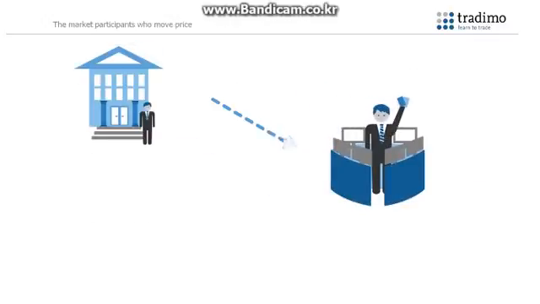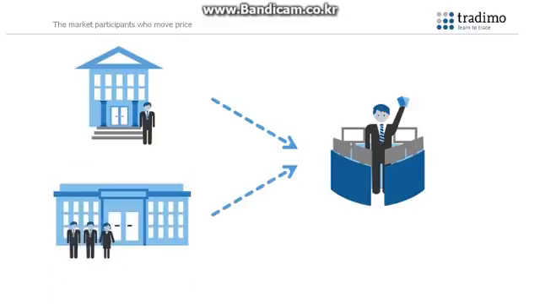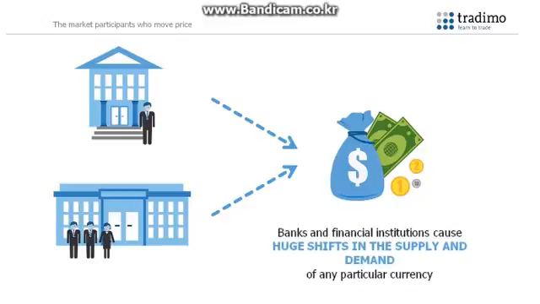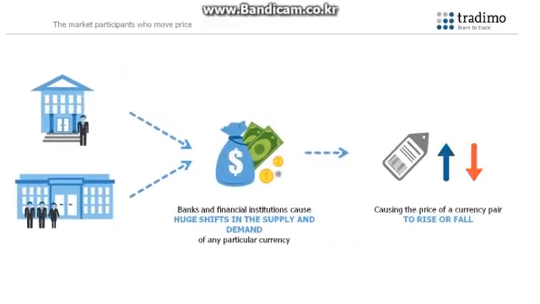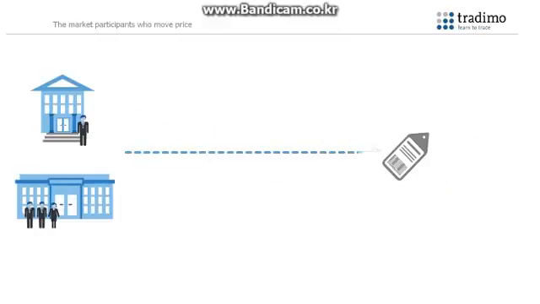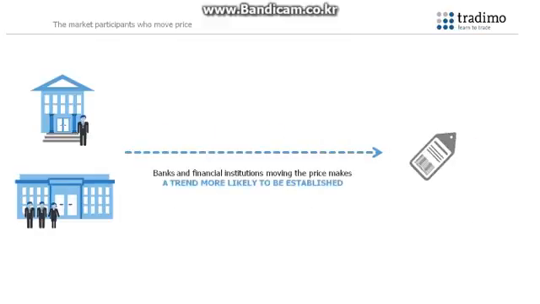The markets are most liquid and active when banks and financial institutions are participating. They trade billions of dollars every day, causing huge shifts in supply and demand of any particular currency. This ultimately causes the price of a currency pair to rise or fall. It is when the banks and financial institutions are moving the price that a trend is more likely to be established.